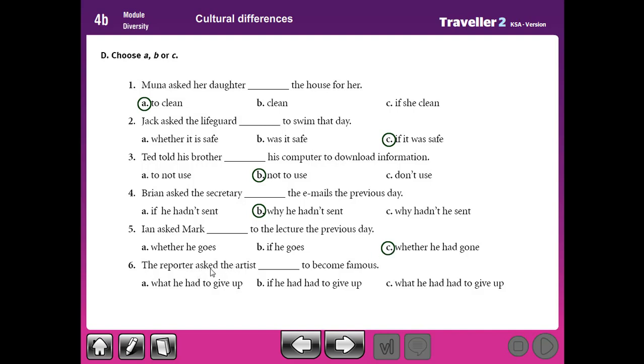The reporter asked the artist to become famous. So which one is right? What he had to give up, if he had to give up, what he had to give up. The right answer is C, right? That's very good. So this is the end of our video today, our lesson.